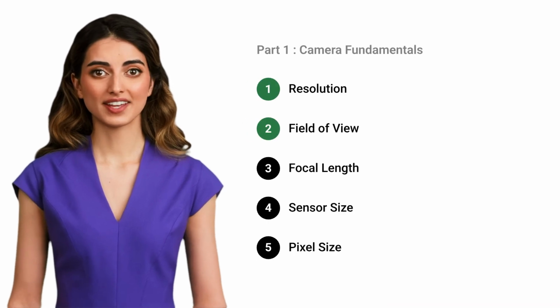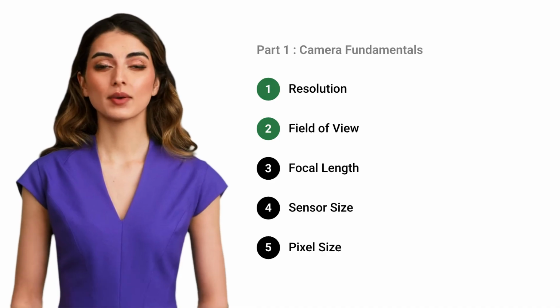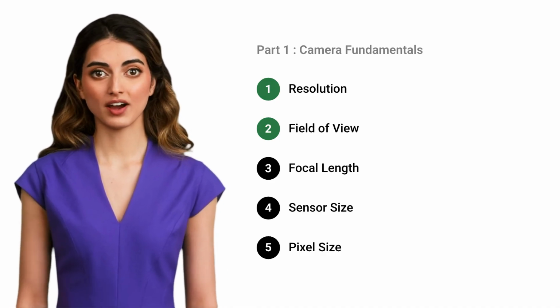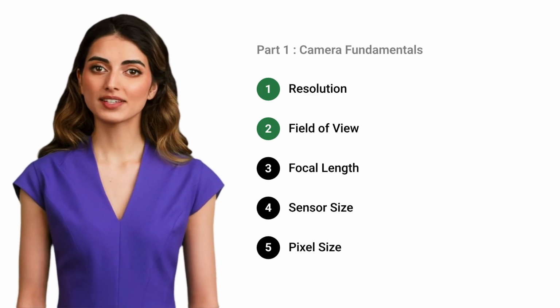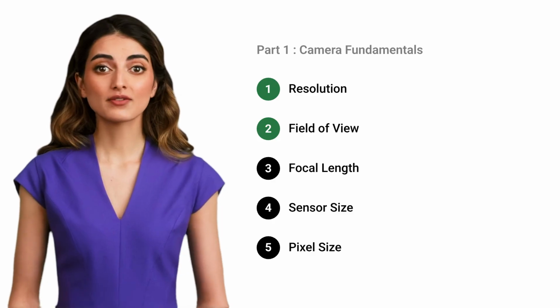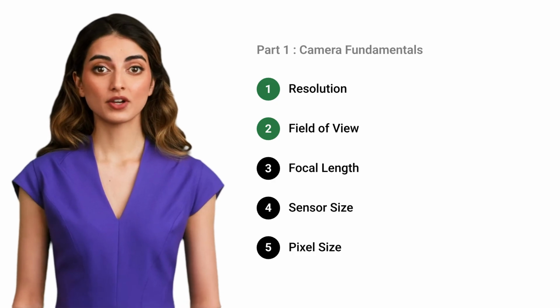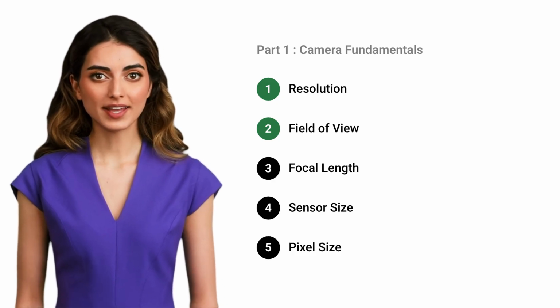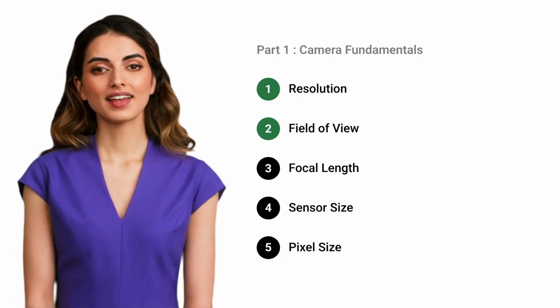Let's return to our agenda. We've now completed field of view and understand how it determines the area a camera can observe. Next, we'll explore focal length, the parameter that controls magnification and directly influences the camera's viewing angle. By understanding focal length, you'll learn how to choose the right lens for different UGV and robotics applications. Let's begin.